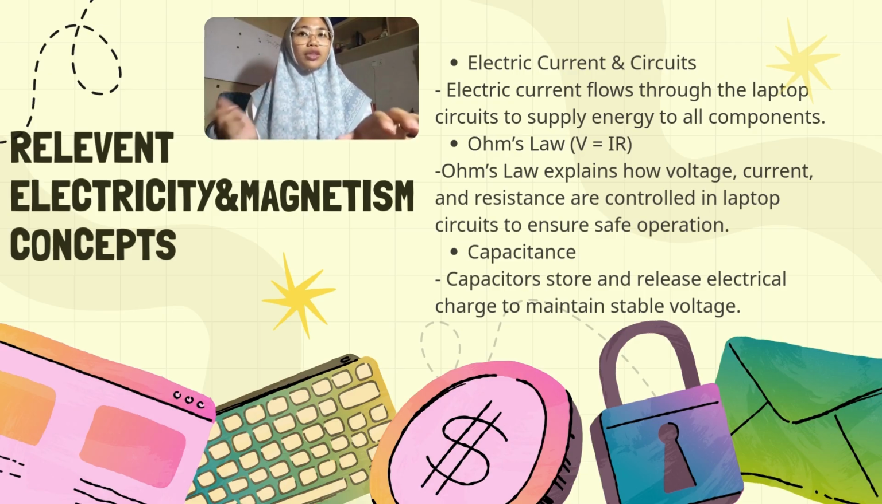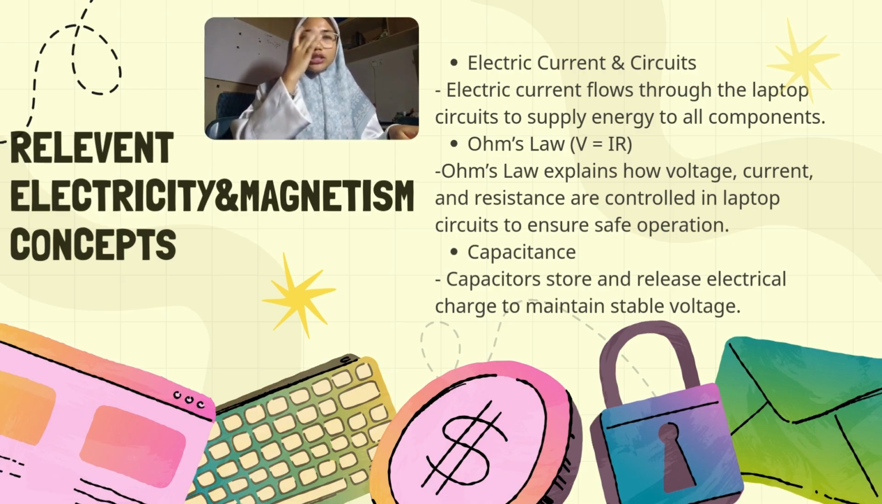Next, Ohm's law: V = IR. Ohm's law explains the relationship between voltage, current, and resistance. In laptop circuits, this law is important to control the amount of current flowing through components so that they operate safely without overheating or damage.